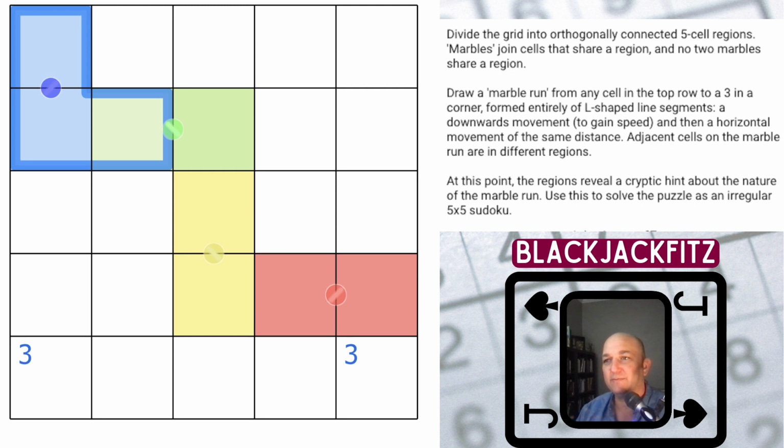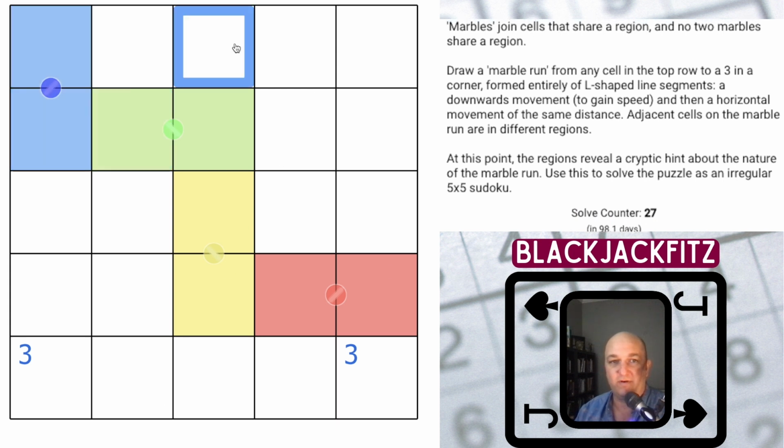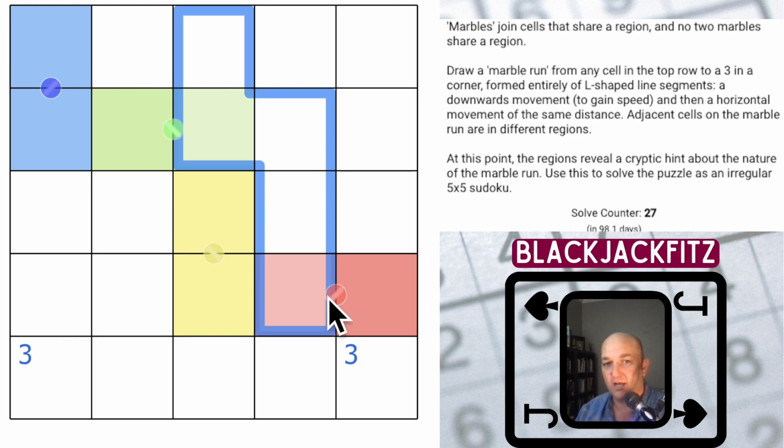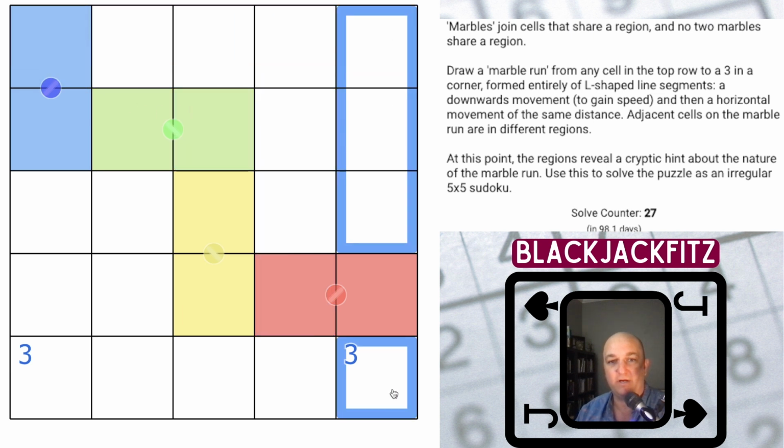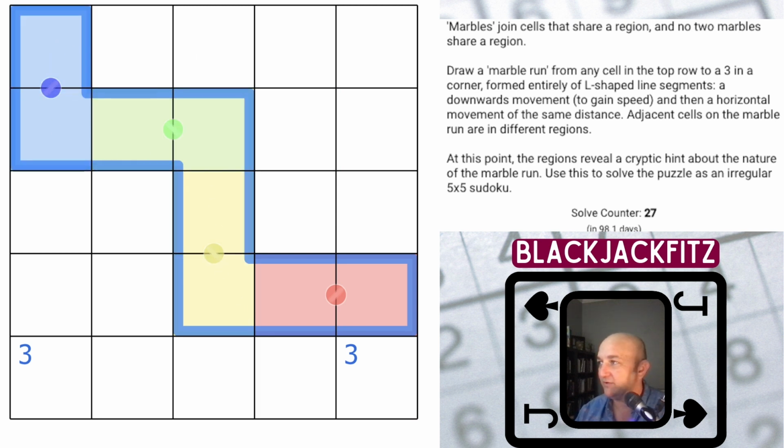Okay. At this point, the regions reveal a cryptic hint about the nature of the marble run. Use this to solve the puzzle as an irregular 5x5 Sudoku. So what that means is we're going to have to create these 5-cell regions in some shape, and we'll place the digits 1 through 5 in every region that we draw, plus every row and every column. And apparently there's a cryptic clue that we'll get out of the drawing of these regions, or the marble run. And that's all the rules.